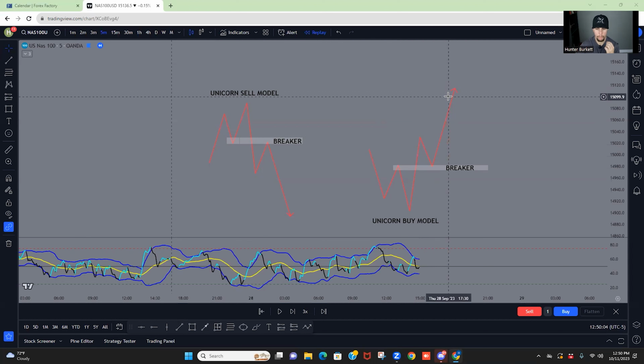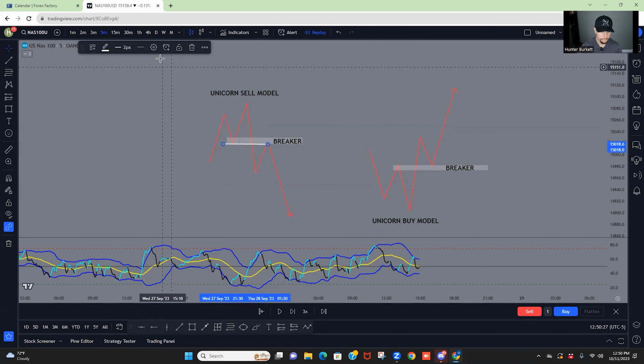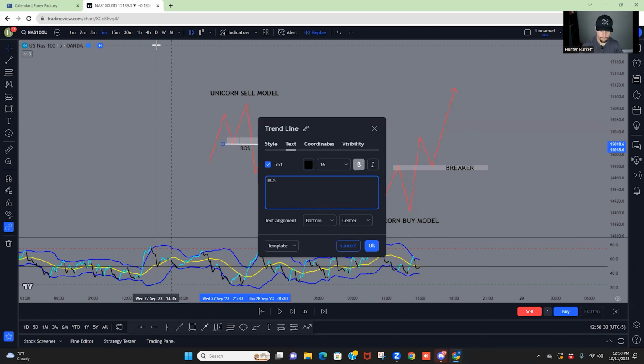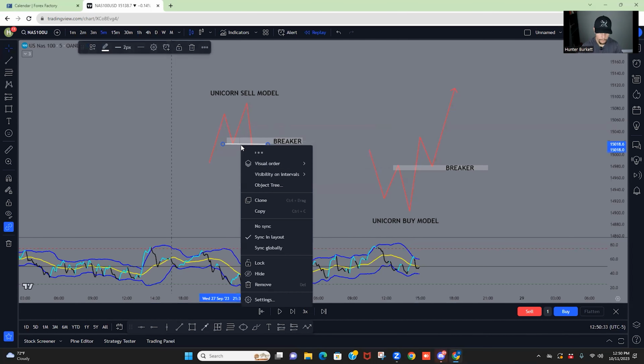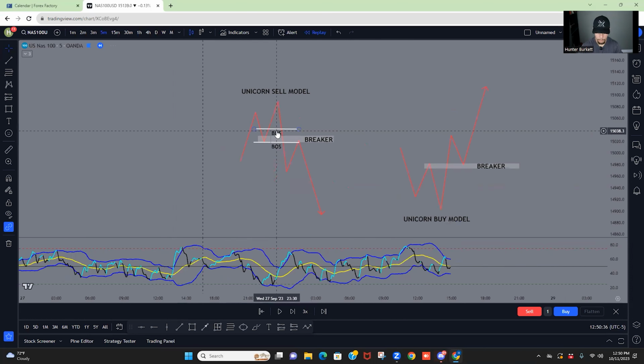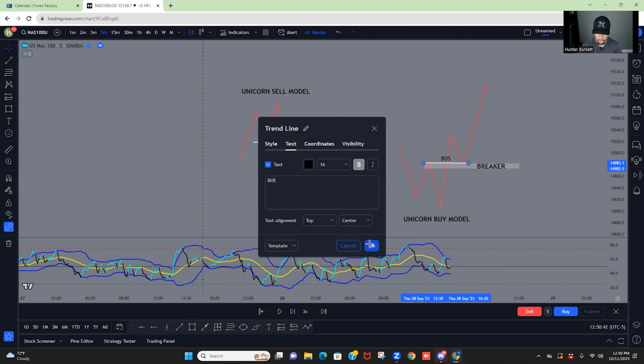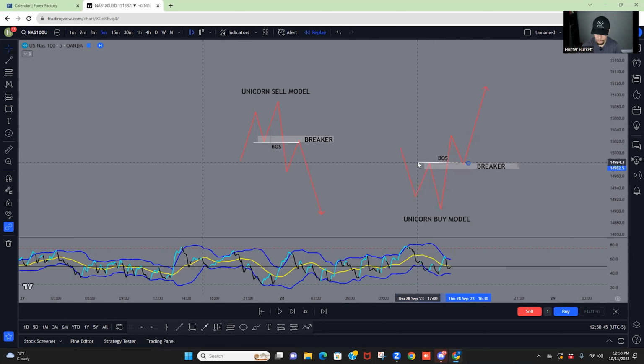What makes this a really high probability setup is two reasons. For one, you have the breaker. And number two, in the displacement leg, you want to have displacement. Guys, if there's no displacement, there's no trade. And you need a break of structure. So there needs to be a break of structure right here. I'm going to put that there. Oh, sorry, and a break of structure here. All right, right there.